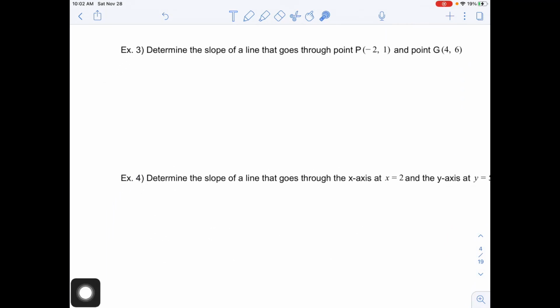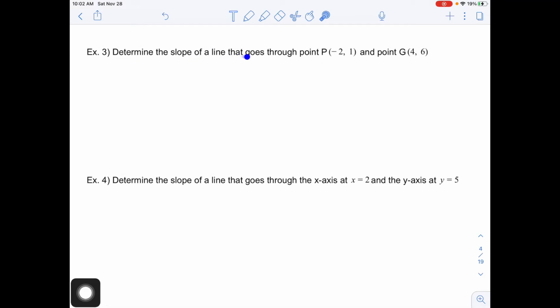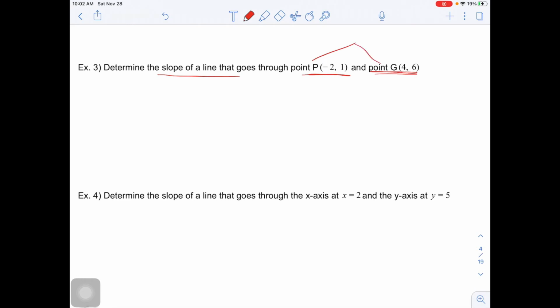Determine the slope of a line that goes through point P, negative 2, 1, and point G, 4 and 6. So if you wanted to take the time, you absolutely could draw a graph here. But we know that this is a straight line, so we can just simply use these points. These points exist on the line. Okay, so these points exist on our straight line.